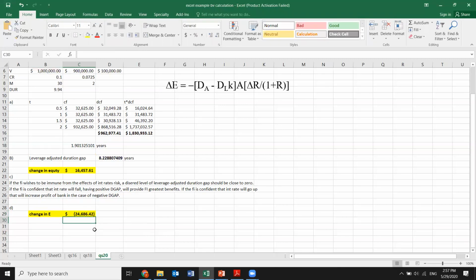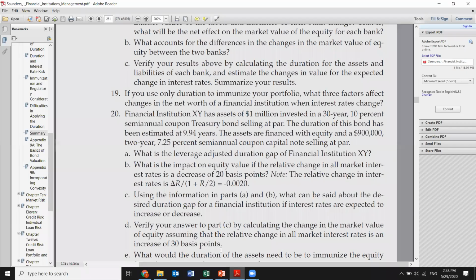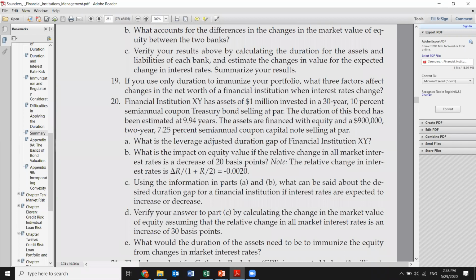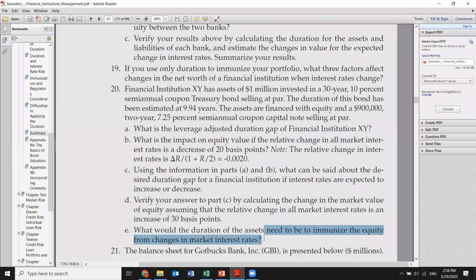And that was a good question. Okay, now we understood that the position of the bank in this case is not immunized. Why? Because a change in the interest rate brings a negative change in the net worth. So we need to immunize. And the last question, part E, says: what would the duration of the asset need to be to immunize the equity from changes in market interest rates? What should be the duration of the asset in order to immunize the equity? By immunization, we mean making your duration gap close to zero, but mathematically here we will try to make it zero actually.